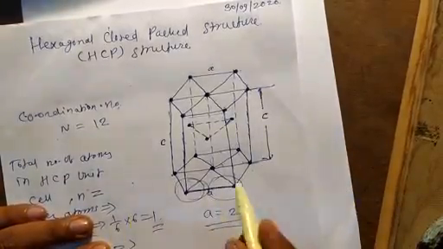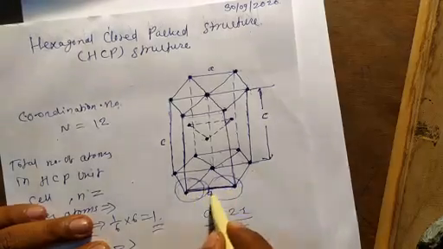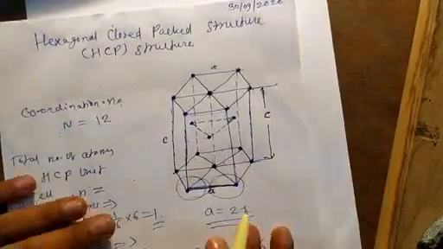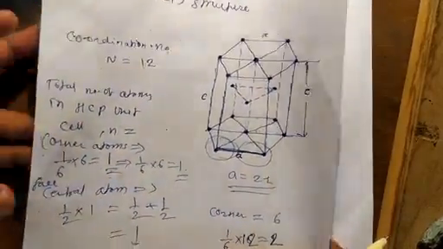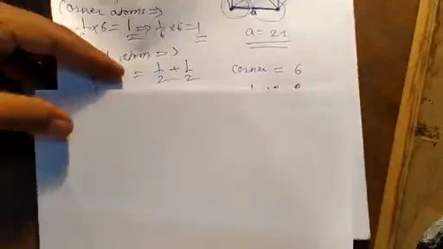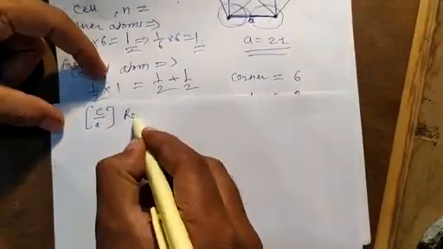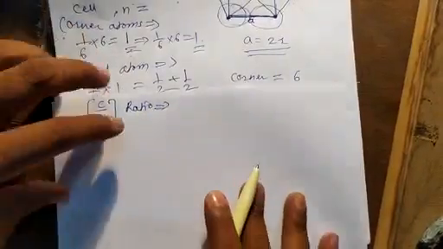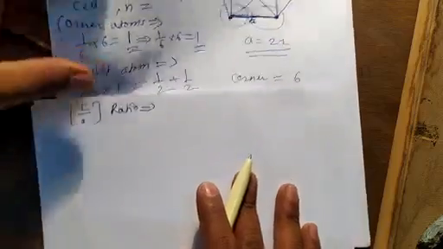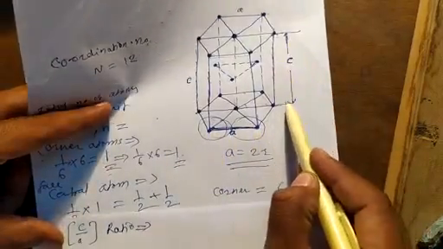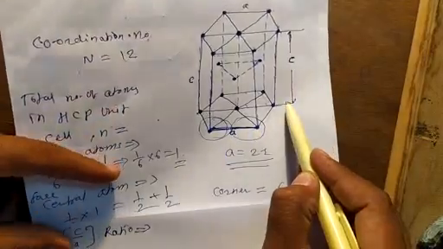The lattice parameter is a, and this height is, suppose, c. Now we have to find the c by a ratio. To find the c by a ratio: here a is the edge and c is the height of this cell.